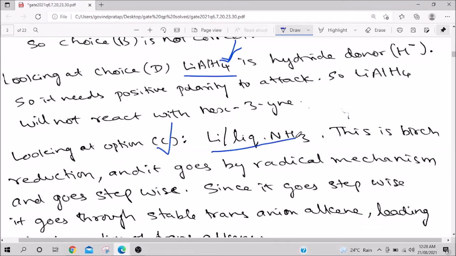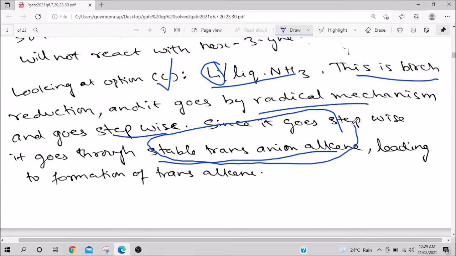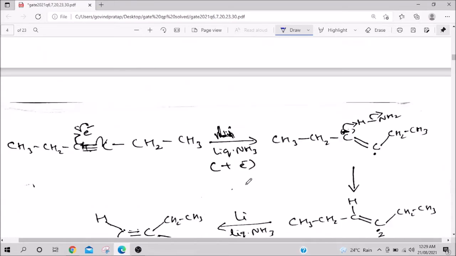Option C says it is lithium and liquid ammonia. Now lithium liquid ammonia, whenever you see liquid ammonia and then an alkali metal, lithium or sodium, it is Birch reduction. Now Birch reduction always goes by a radical mechanism and goes stepwise. So when it goes stepwise, it will go through a stable trans anion alkene. Very, very important. Remember this, it goes through a stable trans anion alkene, leading to formation of trans alkene. Let's see what happens.